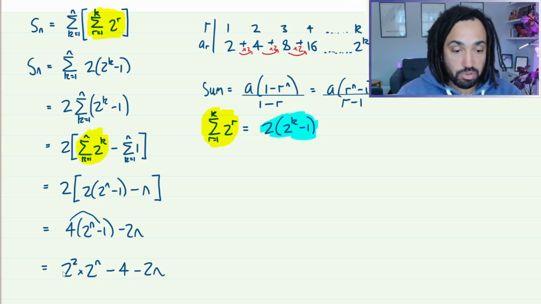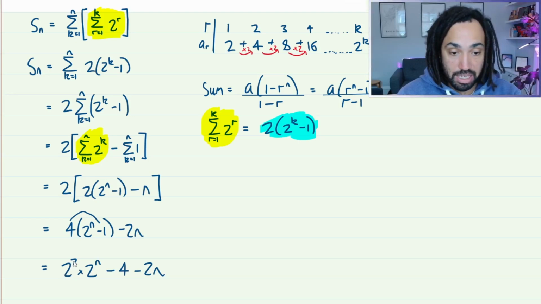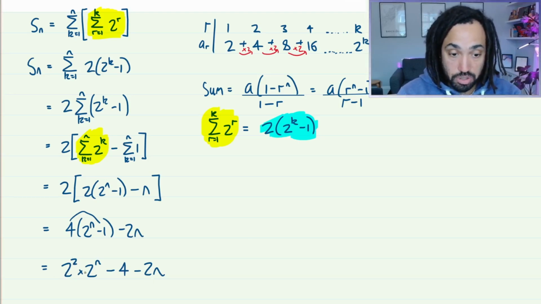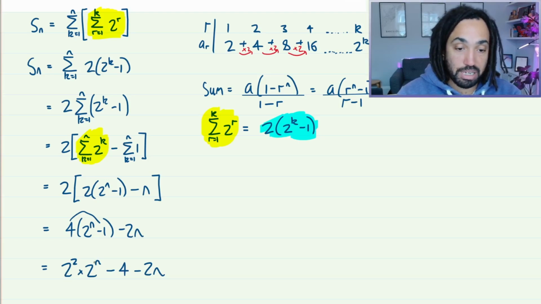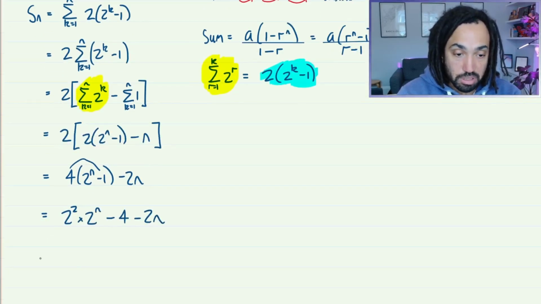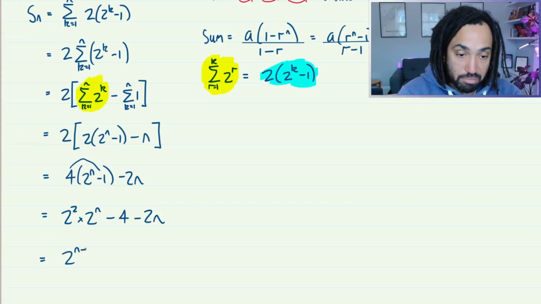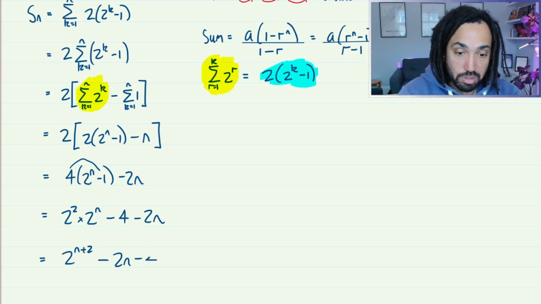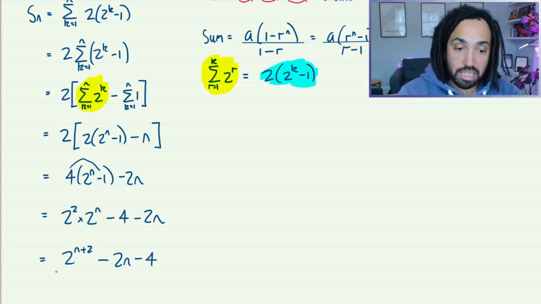So why have I written 4 as 2 to the 2 here? Well, because we've now got 2 and 2 multiplied together, so we just add the powers using our indices rules. So this becomes 2 to the n plus 2. There's a minus 4 and there's a minus 2n. I'll just write it this way round. And that is a wrap.